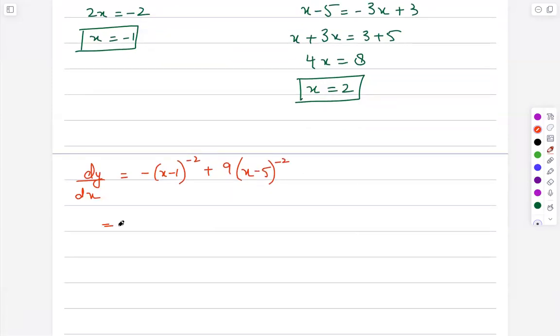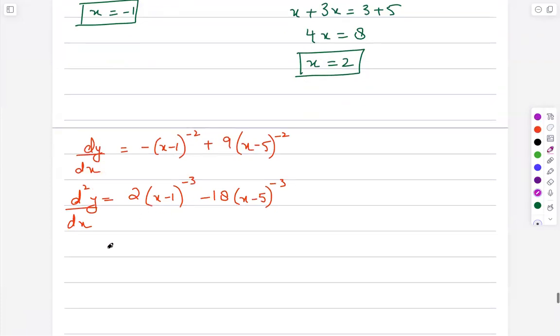Now, differentiating it again, minus 2 multiplied by minus 1 will become a plus 2 into (x minus 1) to the power minus 3. Minus 2 into 9 will become a minus 18, and this will be (x minus 5) to the power minus 3. So the expression for d square y upon dx square is 2 into (x minus 1) to the power minus 3, which we can now write as 2 upon (x minus 1) whole cube minus 18 upon (x minus 5) whole cube. Now to find the nature, we'll substitute the two values of x individually.